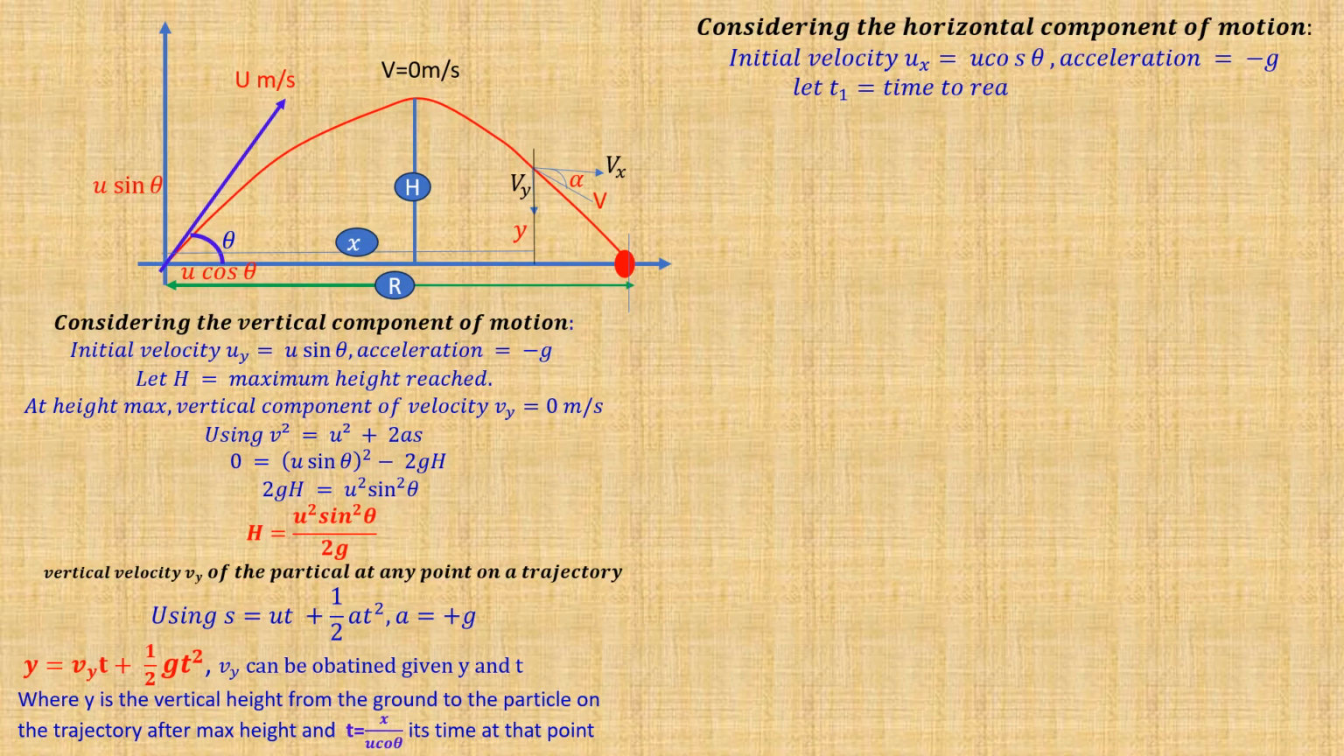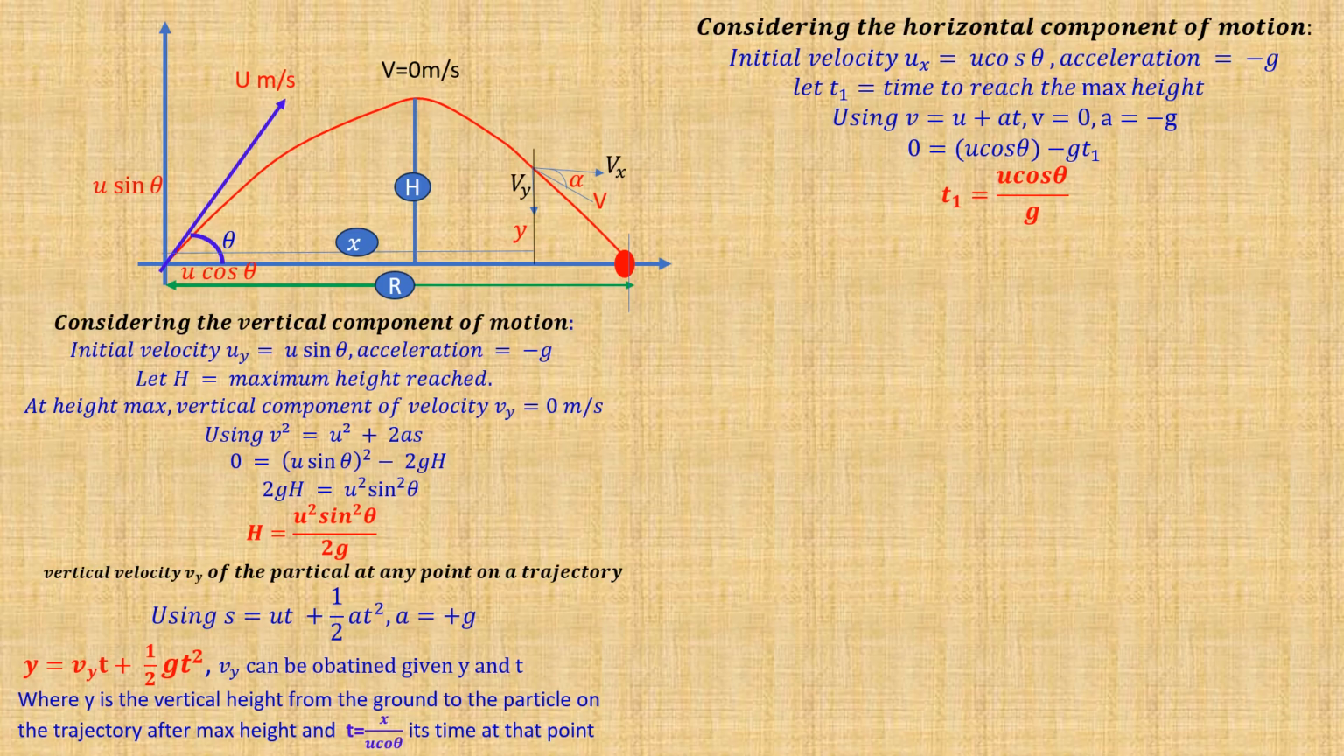Considering the horizontal component of motion, initial velocity ux will be equal to u cos theta, and acceleration will be negative g. If I let t1 be the time to reach the maximum height, meaning if I use the first equation of motion, at maximum height v is equal to 0 and acceleration is negative g. When I substitute back, I get the time taken for the particle to reach the maximum height as u sin theta over g.